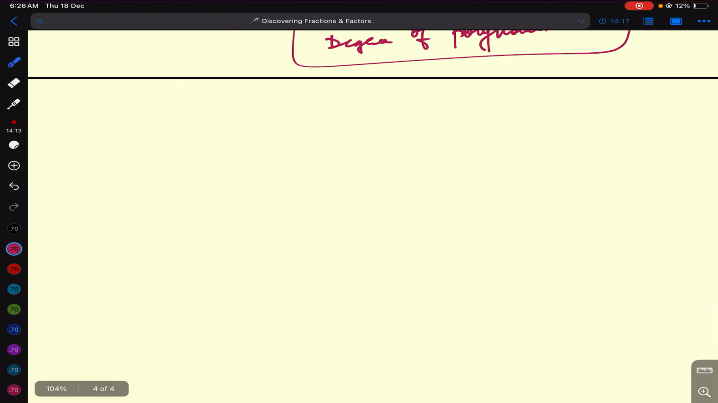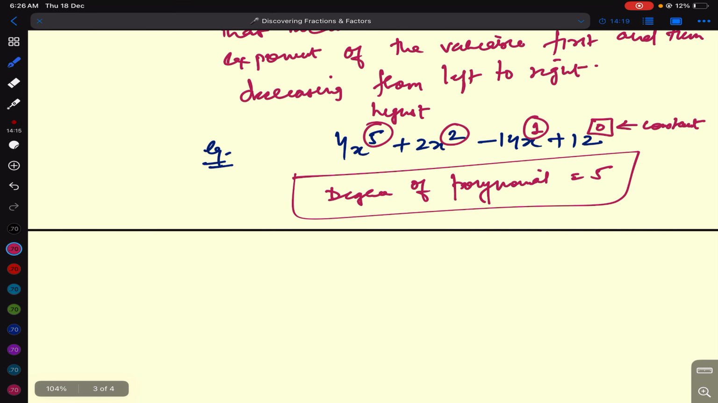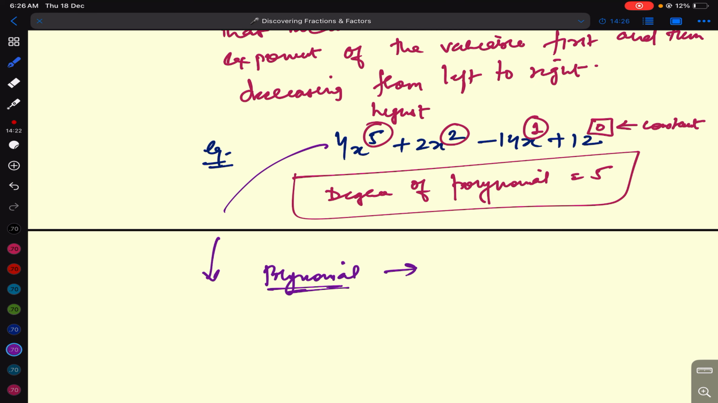And also, as you can see, here we have a polynomial which is basically the sum of many monomials, right? Each term is basically a monomial. Okay, so we have the sum of multiple monomials here, and that forms a polynomial.